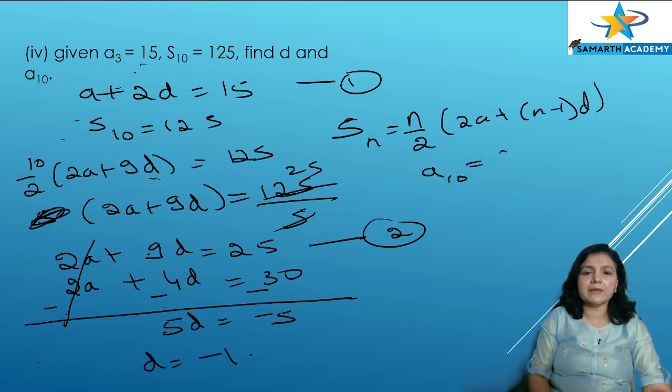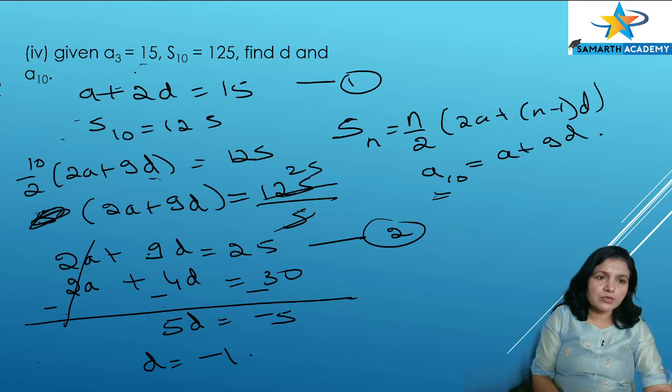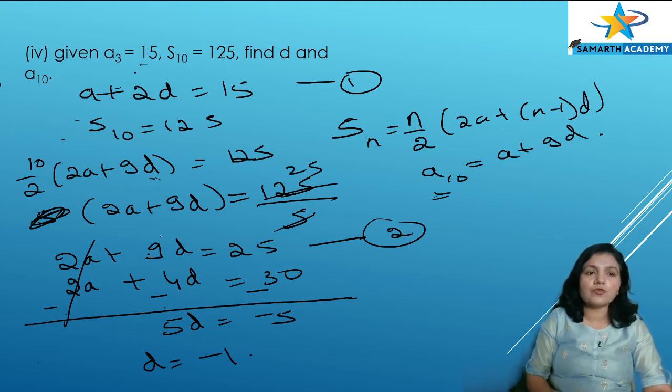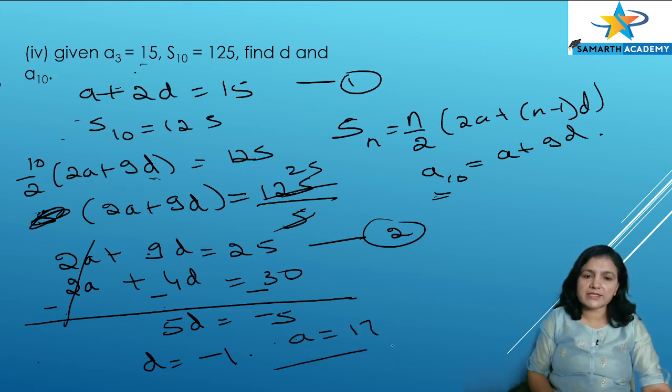a10 is a plus 9d. What is a? We still don't know what is a. So let's put the value of d in equation 1 and get the value of a. So a minus 2 is equal to 15 from equation 1. So a is equal to 15 plus 2, that is 17. So a10 will be 17 minus 9, which is 8.